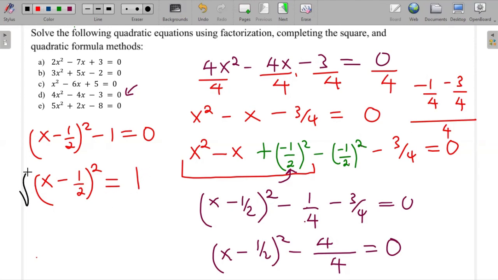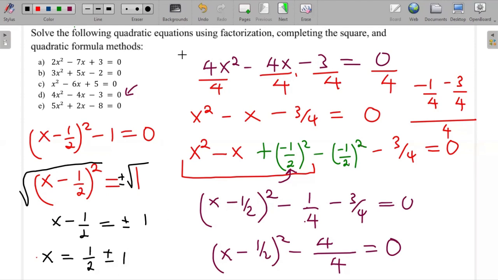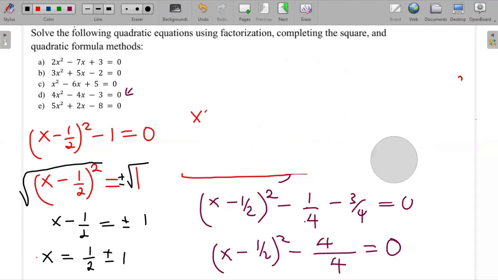Okay, so now what we have here is just the 1. So I'll say square root this side, and then even here square root. But here there's no square. So when I square root, I should have the plus or minus, I should add it. So that would be plus or minus the square root of 1. So this will be x minus 1 over 2 is equals to plus or minus. What is the square root of 1? It is still 1. So we just have x is equals to, this minus half goes to the other side. So it is 1 over 2, plus or minus 1. So that's where we're going to get our two answers there.